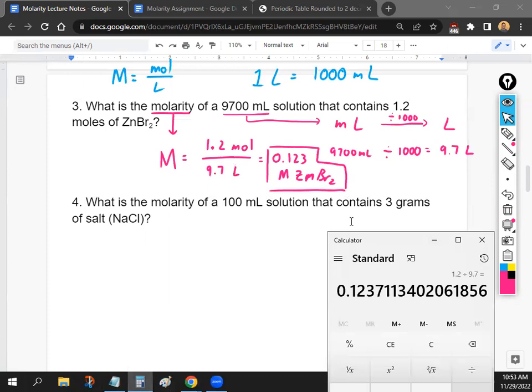All right, any questions on that one? Okay, so just keep that in mind. A rule of thumb for this class: whenever you see milliliters and you're trying to find molarity, just turn it into liters. It'll make your life easier.